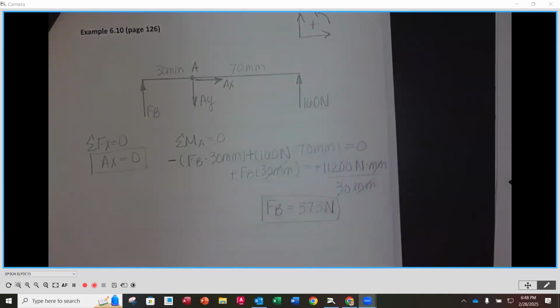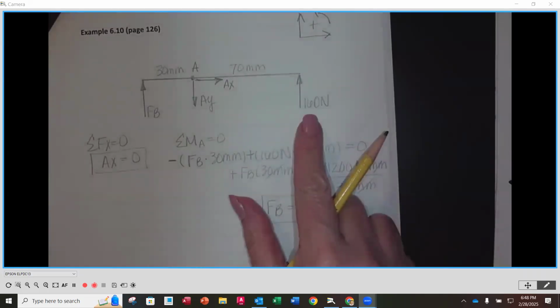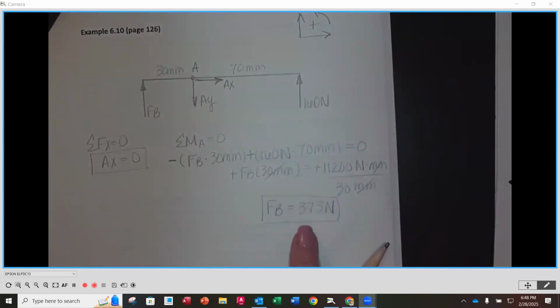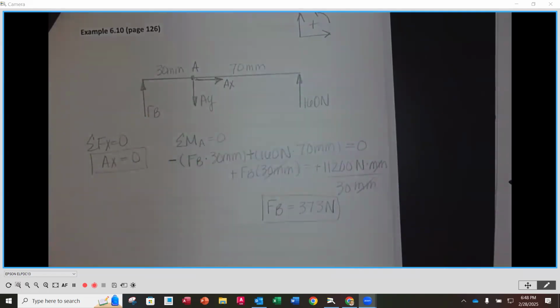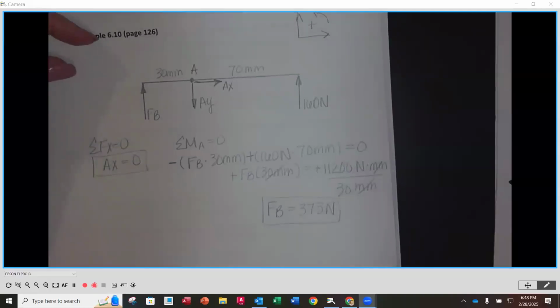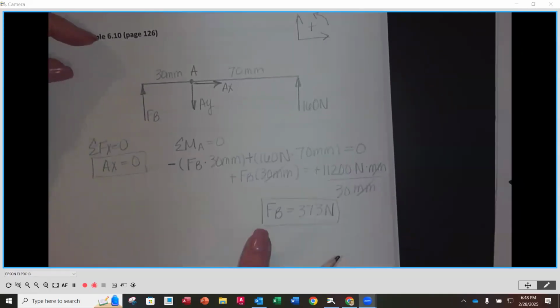Now, here we can see a mechanical advantage. So we're pushing on the handle with 160 newtons, and we're able to apply a load on that bolt of 373 newtons. Okay, and that's based on these two distances, right? It's the work done. All right, that's one of the things that we need to know.